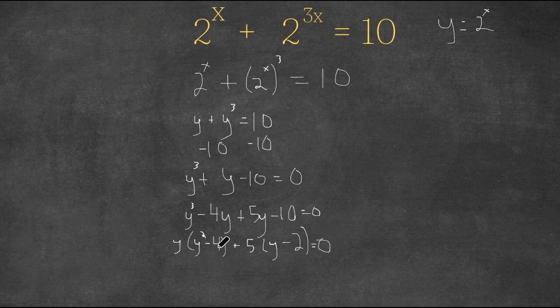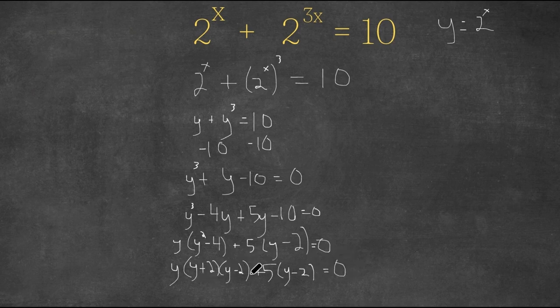And now what we're going to do is change our y squared minus 4 into y plus 2 times y minus 2. So we have y times y plus 2 times y minus 2. We simply factored this y squared minus 4. And we're going to add this with 5 times y minus 2. And all of this still equals 0.